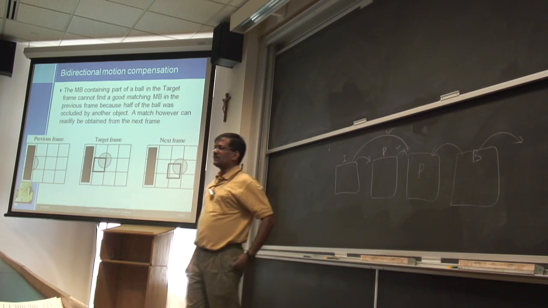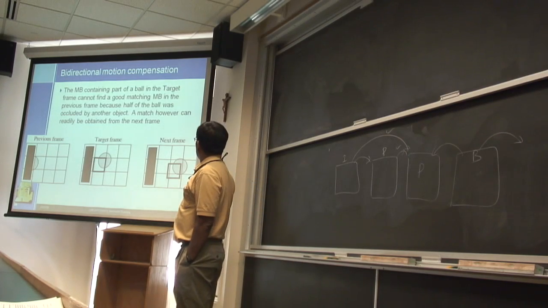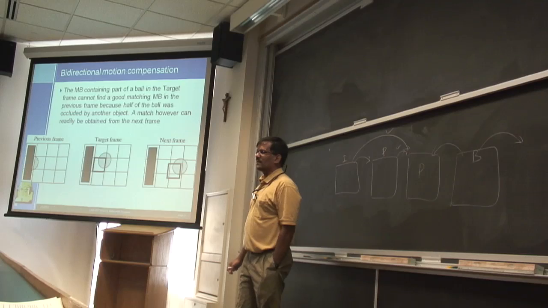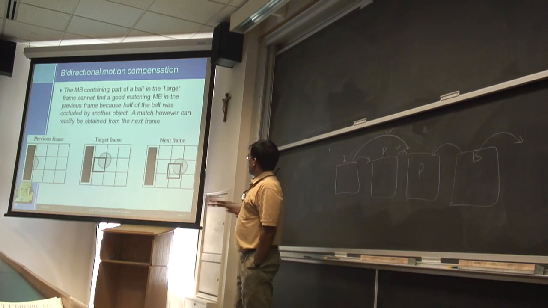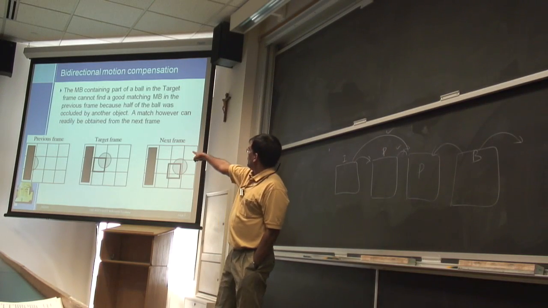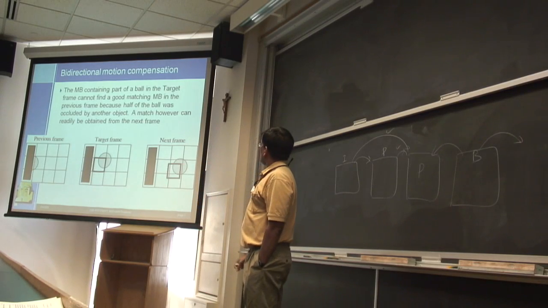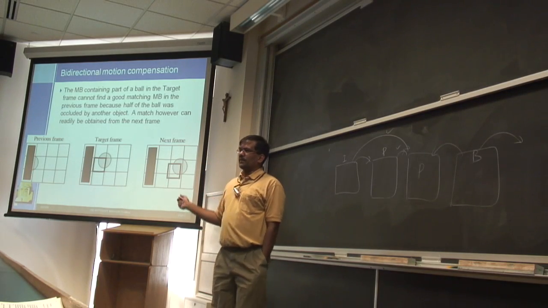What is MB on your slide? Macro block, yeah. So the macro block containing that particular circle, the darkened one, right? So you can do the past, right?